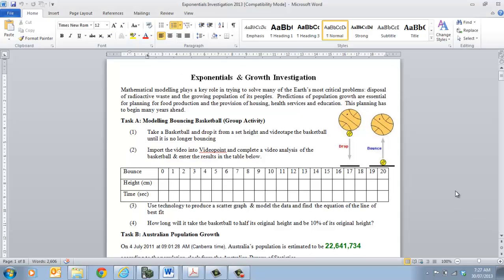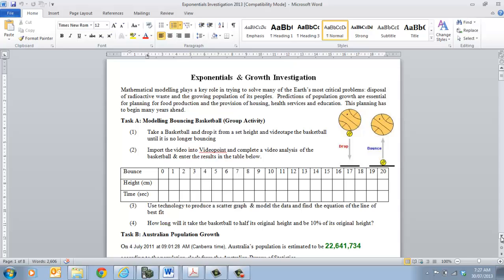Then we're going to go into obviously using video point analysis, and I'll take you through that in class to make sure that you all know how to do that. Again, you can use that technology to probably export that into Excel and fill out that table, and once you've done that, then there's a couple of questions to answer there.